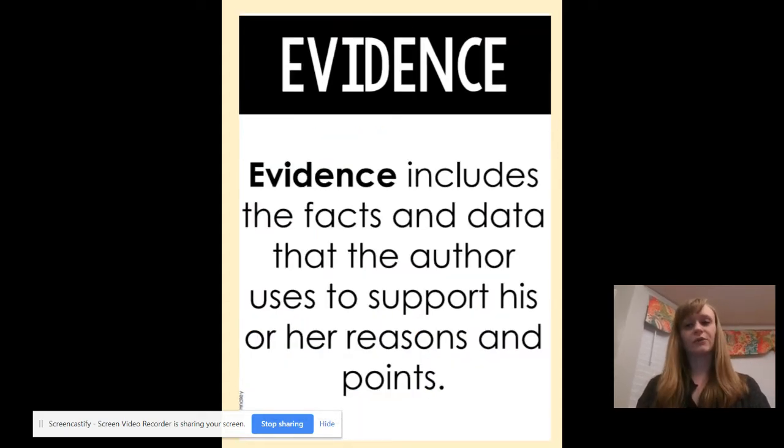Evidence. This is not a new word. This is something you already know. Evidence, to review, includes the facts and data that the author uses to support his or her reasons and points. So oftentimes we've looked for evidence in a text. Authors often use evidence from other people's texts, or evidence from science, or evidence from a social experiment or data.